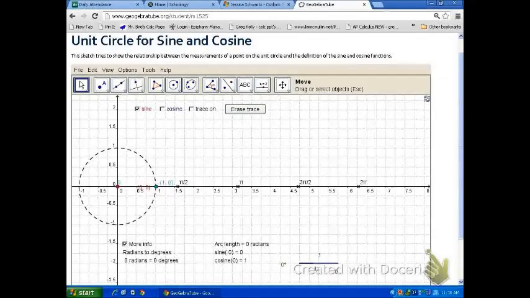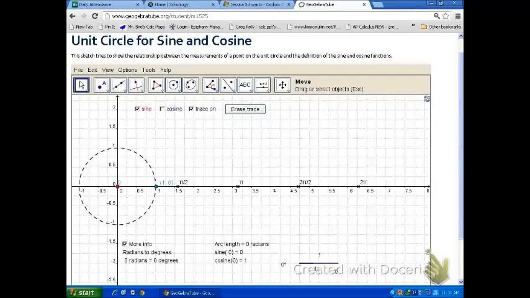I'm going to click this guy down here, which is going to give me some more information about my radian and degree measure and how those compare, as well as my arc length and what those sine and cosine values are. And I'm going to turn my trace on, which is going to show the graph of the sine curve as we move along the unit circle.